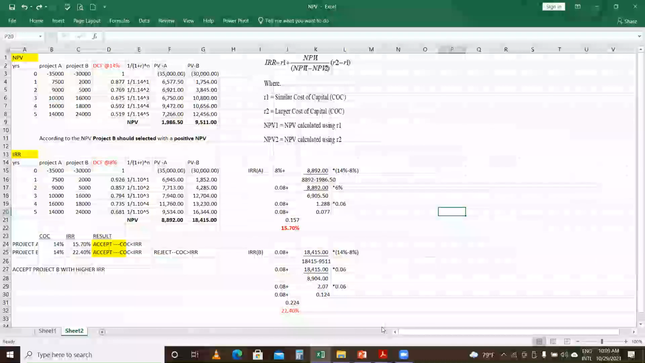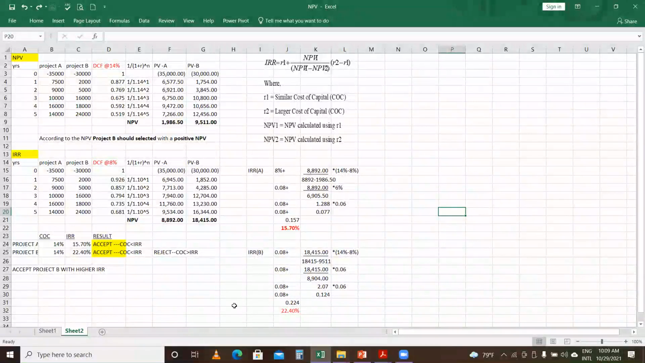So here, both projects have positive IRR. So we have to select the project with the highest IRR.